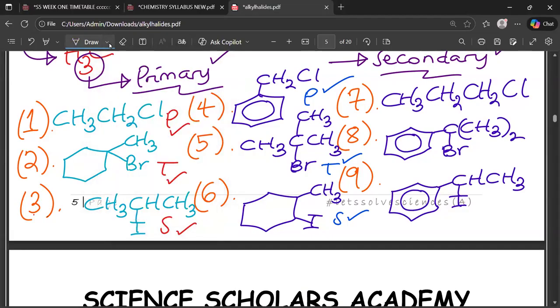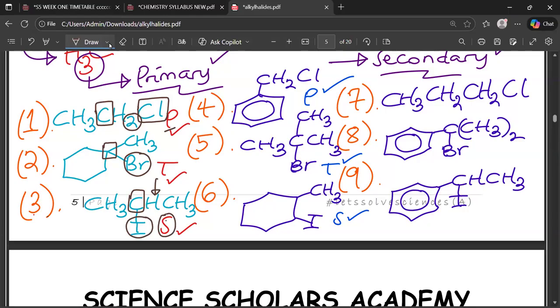Okay. For 1, this is the carbon that is touching the Cl and it is having 2 hydrogens. That's what makes it primary. This is the carbon having the Br and it has no hydrogen. That's why we call it tertiary. This is the carbon having the I, and it's having only 1 hydrogen. That's what makes it secondary.